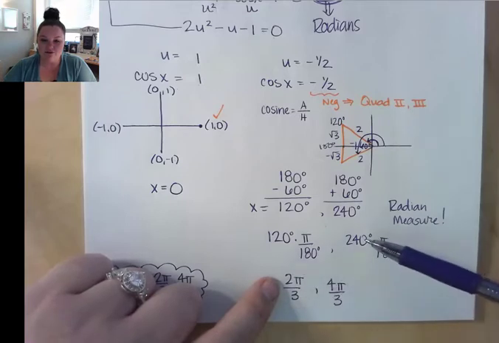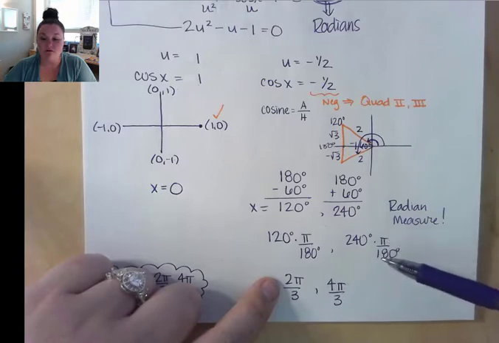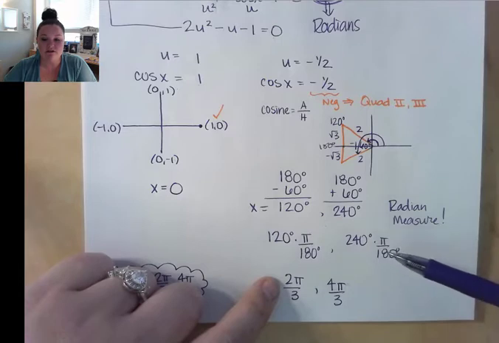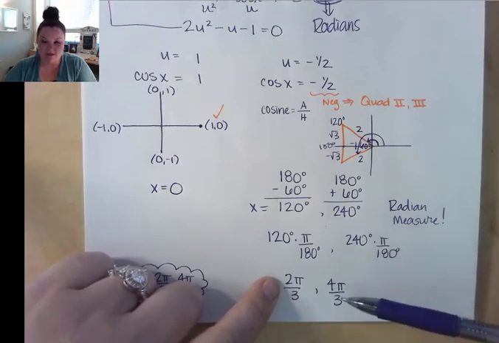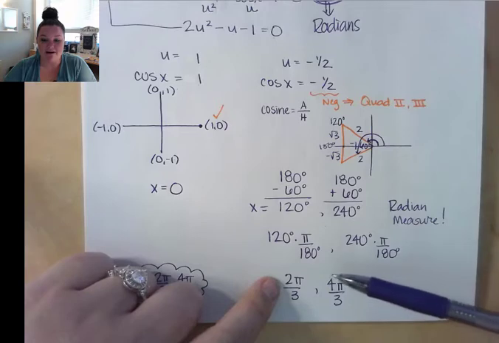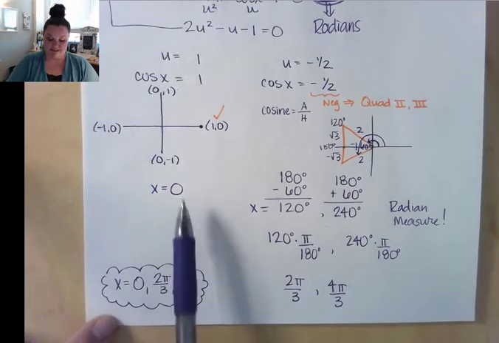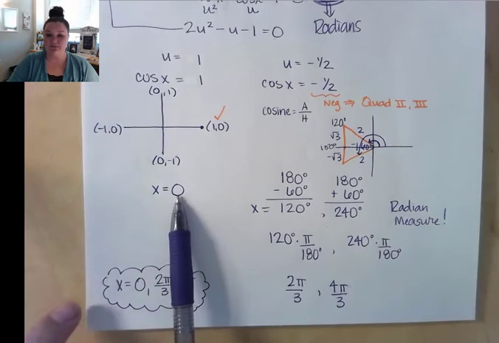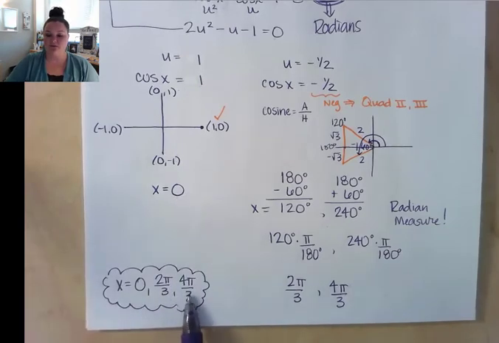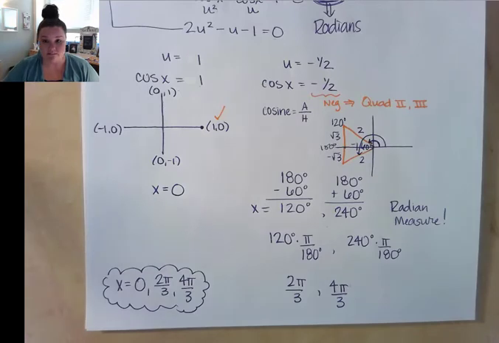And then the same thing for 240. I'm going to multiply it by pi over 180 to get it into radian measure. 240 degrees and 180 degrees, again, are both reducible by 60. So when I reduce by 60, I'm left with a 4 on the top and a 3 on the bottom. So that radian measure is 4 pi over 3. Okay, so the 0 radians that I got from the first piece, and then the 2 pi over 3 and the 4 pi over 3 that I got from the second piece. Okay, everybody kind of okay?